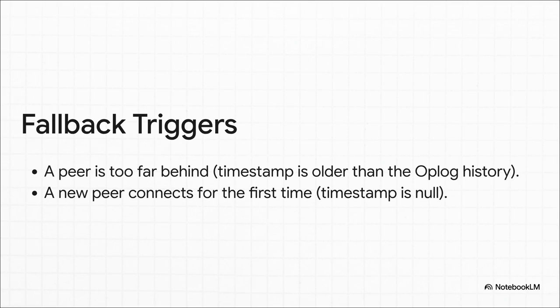It triggers that full state fallback in two very specific situations. One, if you are so far behind that the other peers don't even have a record of your last update in their recent history. Or two, if you're a brand new user connecting for the very first time and you have, well, no history at all.